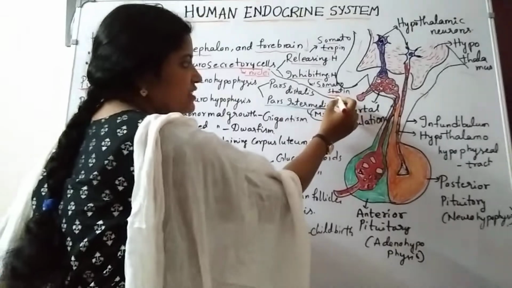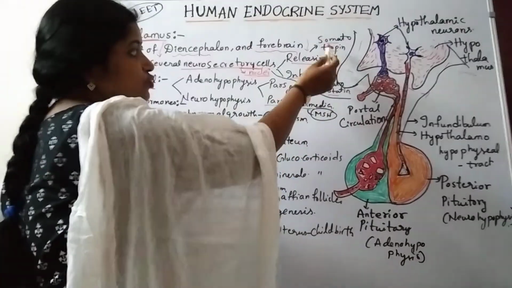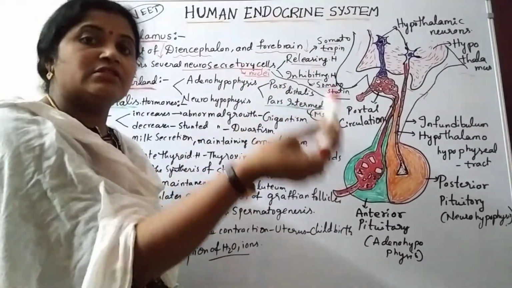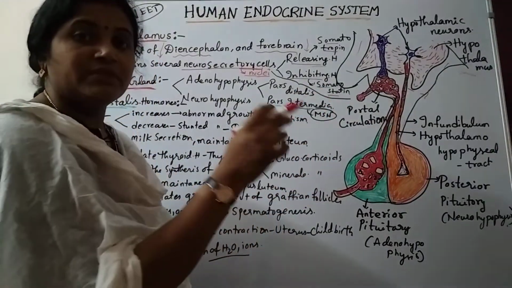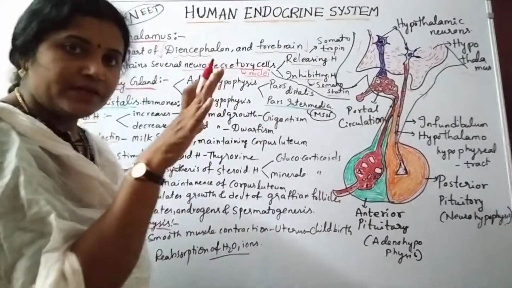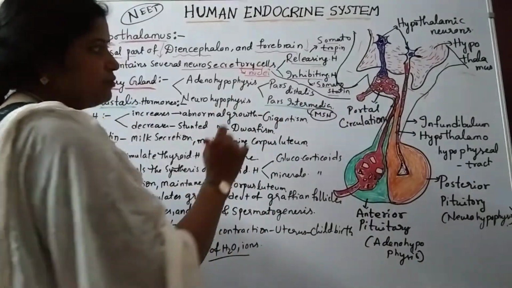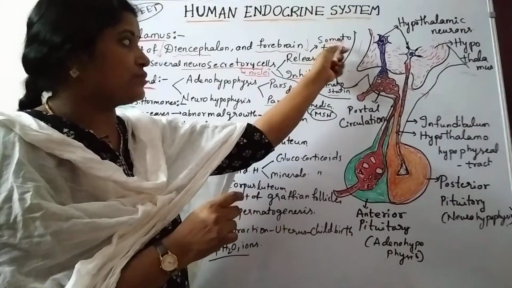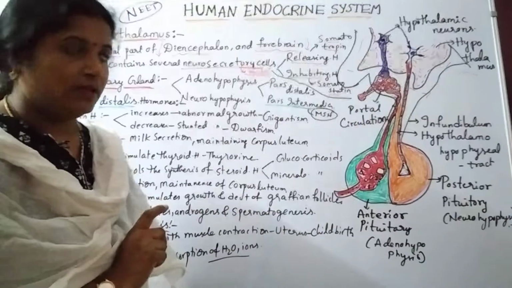Example, somatostatin. First one is somatotropin, which stimulates the secretions, and here inhibiting hormones stop the secretions. So these are the two types of hormones, releasing hormones and inhibiting hormones. Releasing hormones, example somatotropin, and inhibiting hormones, example somatostatin, right?